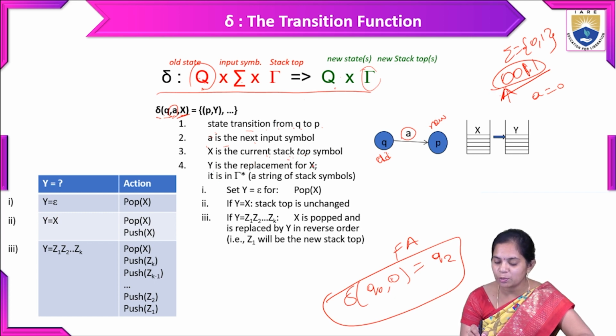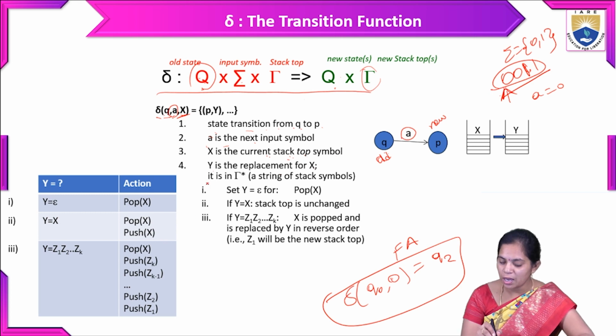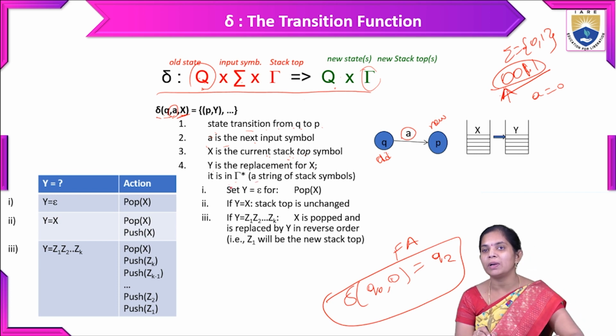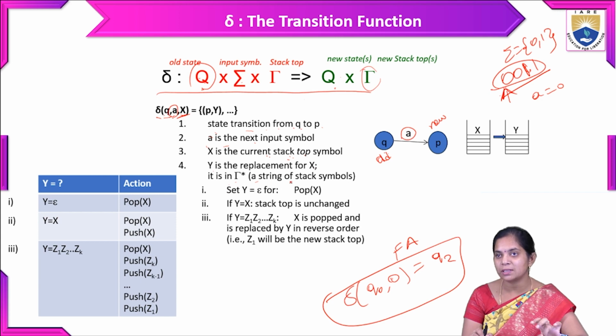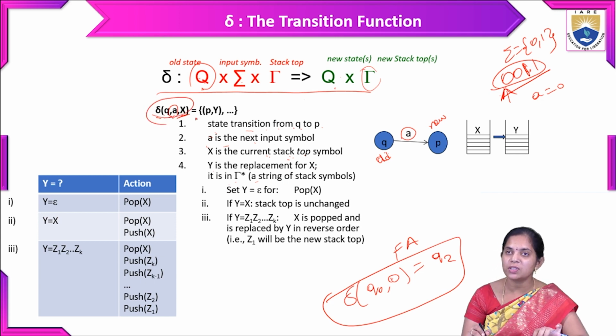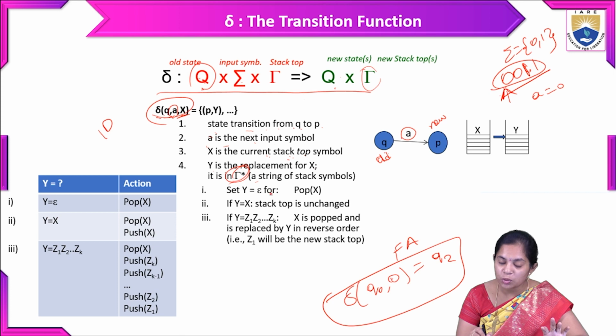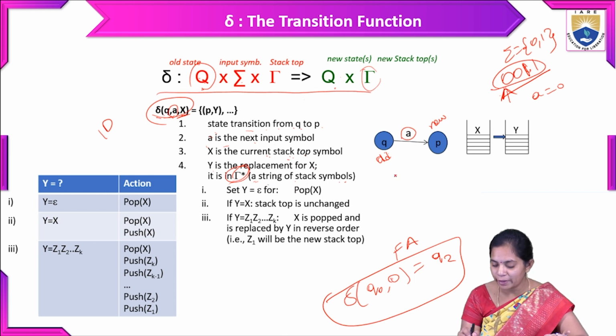And Y is the replacement of X, which we already discussed, and it is in tau star. Tau star is nothing but the turnstile notation of multiple IDs. This notation is represented as ID, instantaneous description. Moves from one ID to multiple IDs are named as tau star. And next, a string of stack symbols. So here tau star is nothing but a string of stack symbols.